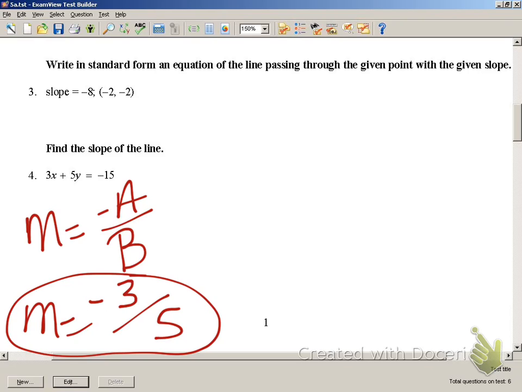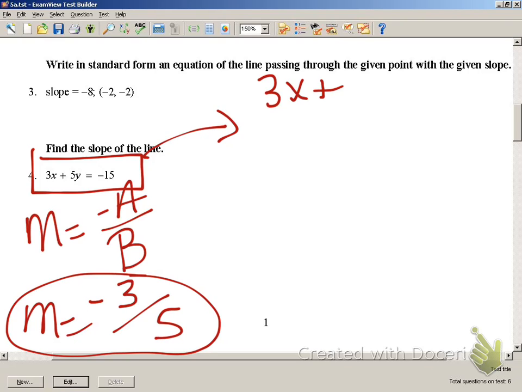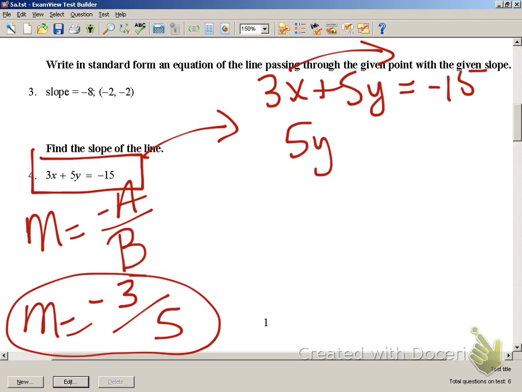If we don't remember that shortcut, we can always take this equation and put it in slope-intercept form. That means solve for y. So 3x plus 5y equals negative 15. If I move the 3x over, I have 5y equals a negative, positive 5. Nope, I'm messing up.